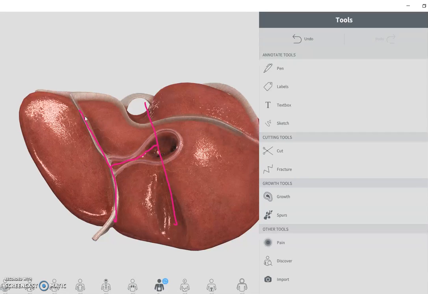This is also known as the umbilical fissure, also known as the left sagittal fissure, which is the connection between the ligamentum venosum as well as the round ligament or ligamentum teres. And this is the right sagittal fissure. Of course, all these things are imaginary lines.